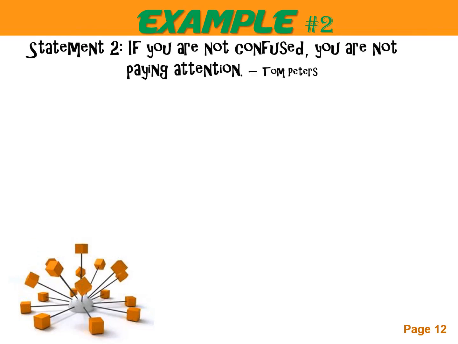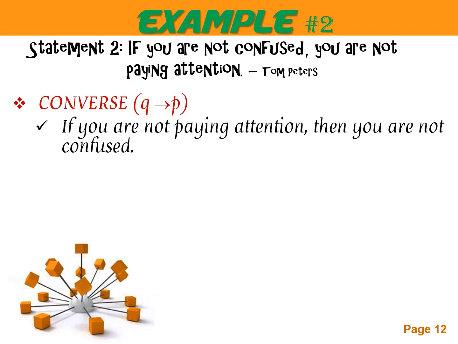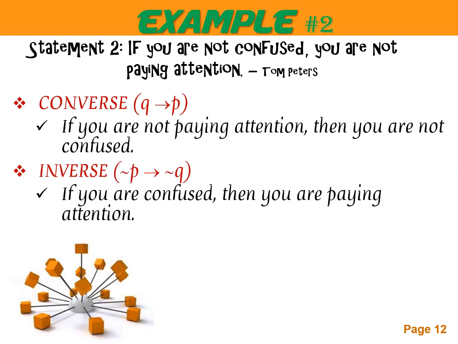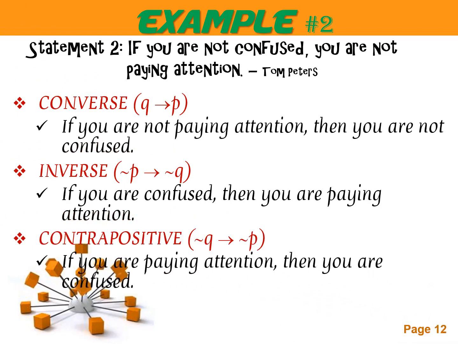Okay, let's have another example. You have, if you are not confused, you are not paying attention. This is from Tom Peters. So this is already in an if and then. So let's have now the converse. Simply interchange. If you are not paying attention, then you are not confused. And for the inverse, let's just negate the conditional. If you are confused, then you are paying attention. Okay? And then for the contrapositive, let's just interchange the inverse. If you are paying attention, then you are confused. Okay, so this will be the answer for this statement.